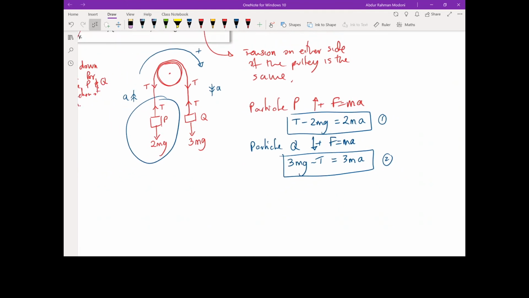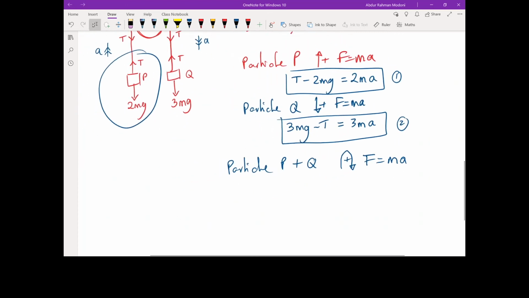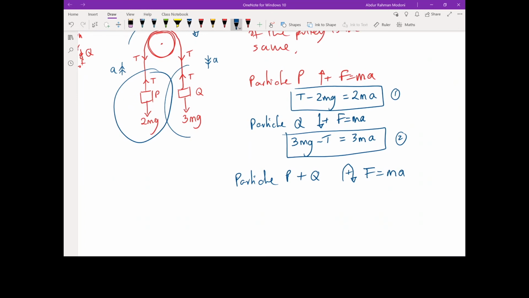Okay, I know it doesn't ask me, but I'm going to go and look at the whole system together. So I'm going to look at particle P and Q. I'm going to apply F equals ma, but what is my direction of motion for particle P and Q? Is it up? Is it down? How should I indicate it? Like that? That's better, isn't it? Because then I can see clearly which it is. So let's look at both of them together.